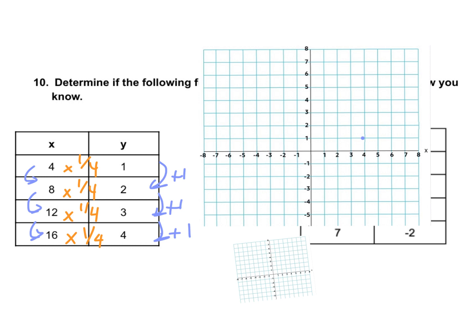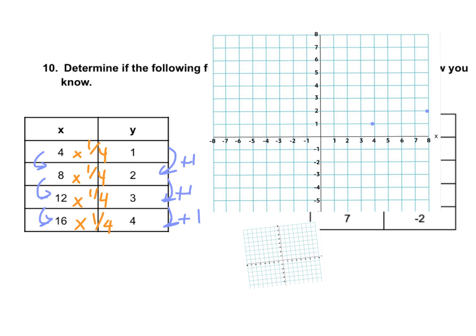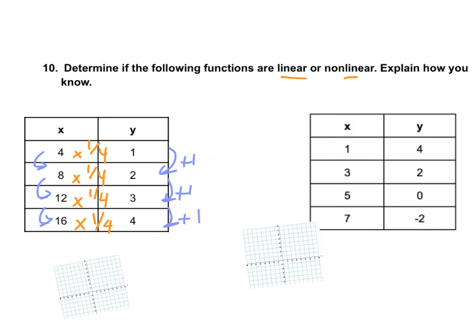Over 4 up 1, over 8 up 2, over 12 up 3. This graph doesn't quite go there, but I can just visualize that, and I can see that those would also make a straight line. So that is another strategy. So this one for sure, it's consistent. I see a pattern, and therefore that one is linear.